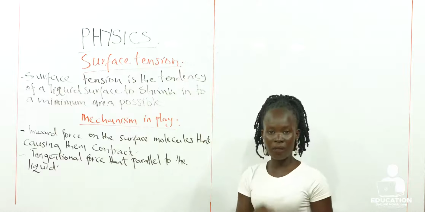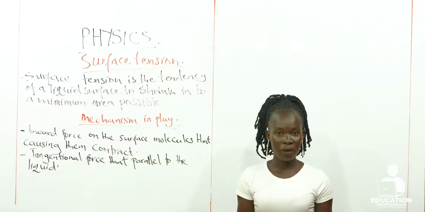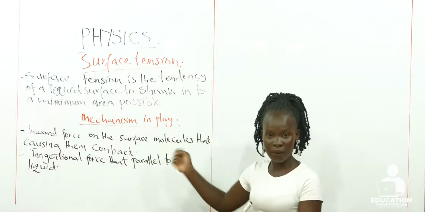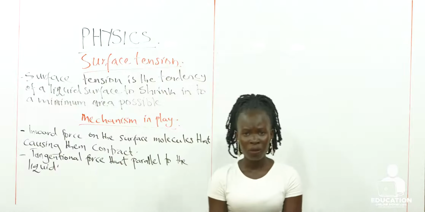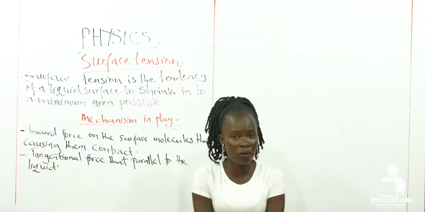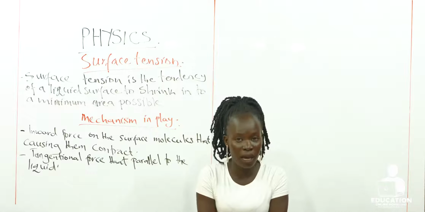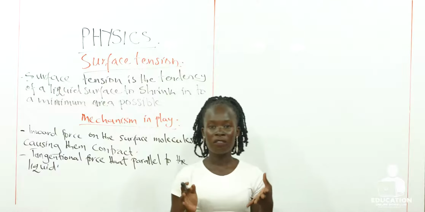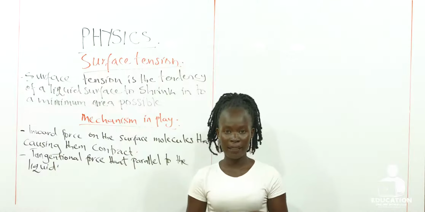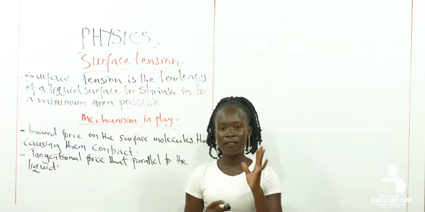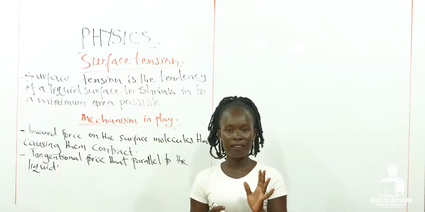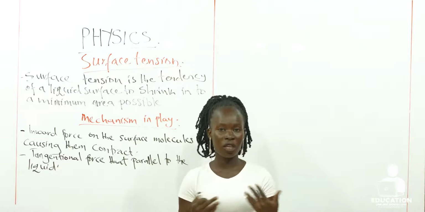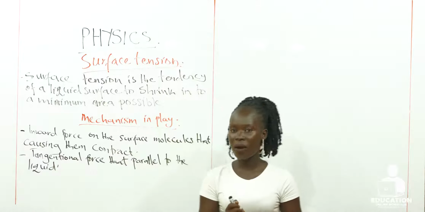Now let us see how that is possible. You can call it the causes of surface tension, or you can say the mechanisms in play. You'll see that water has got molecules. Not only water, but every other liquid has got molecules. These molecules have forces of attraction and repulsion in them, due to cohesive forces that bring about their attraction and the repulsive forces. Let us see how this one works.